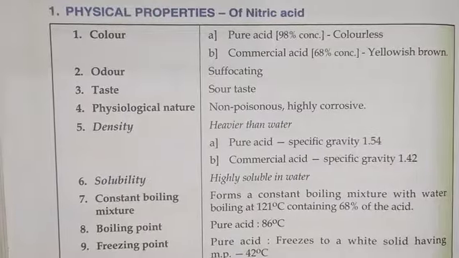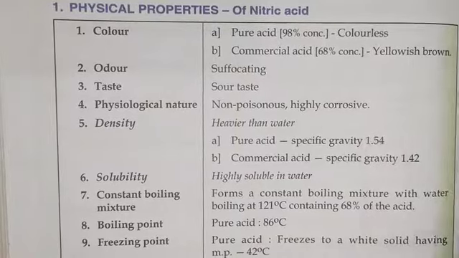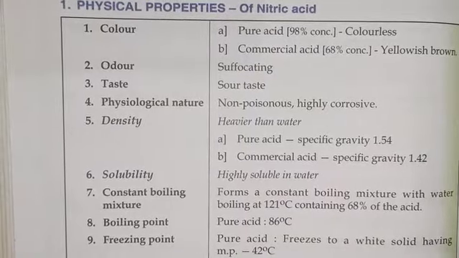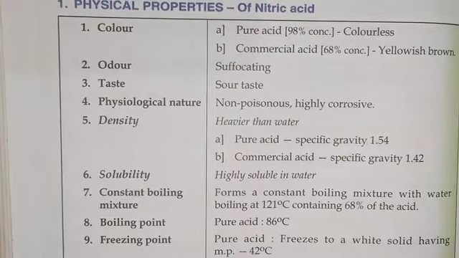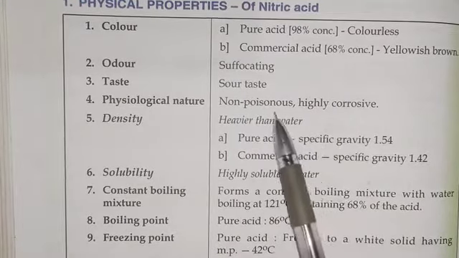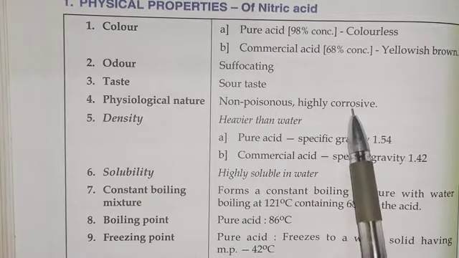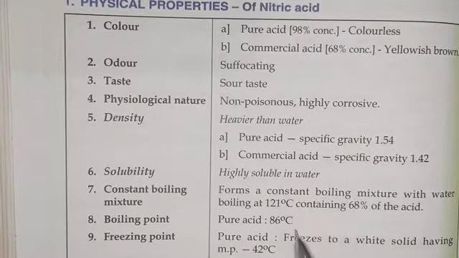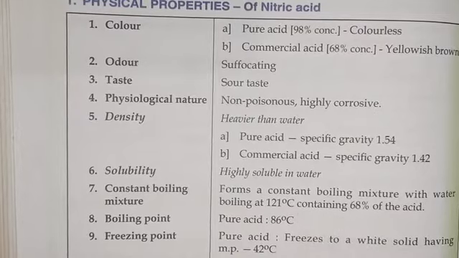Now the physical properties. Pure acid is colorless and commercial acid, that is 68% concentrated, is yellowish brown. The odor is suffocating, the taste is sour, and it is non-poisonous but highly corrosive. It is heavier than water and highly soluble in water.